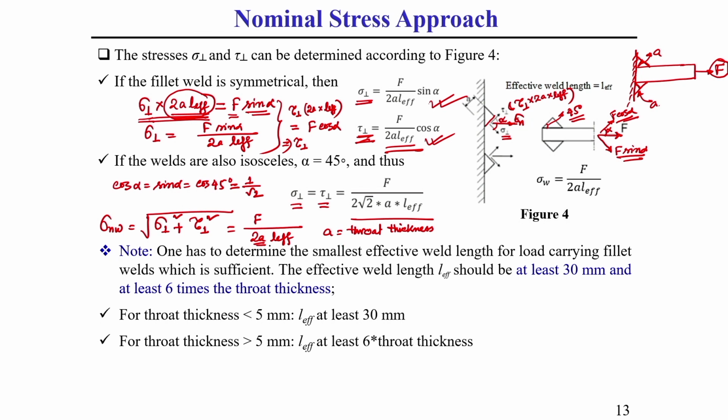Since L effective is a very important parameter, one thing you should keep in mind. If the throat thickness A is less than 5, then L effective should be at least 30 millimeter. But if the throat thickness A is greater than 5, then L effective should be equal to 6 into the throat thickness. If it is less than 5, we should consider L effective minimum equal to 30 millimeter. You should keep this in mind.